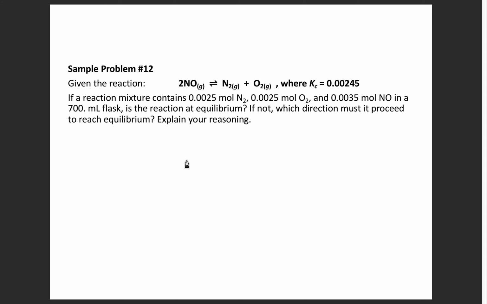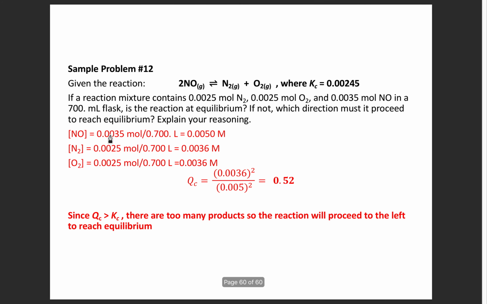All right, so number 1, we know that we're dealing with concentration values. Since we have a 700 milliliter flask, we have to convert all of these to concentration values. So we divide 0.0025 by 0.7 liters to get our concentration, and then do the same for these, divide by 0.7. That's what we did over here, so we divided everything to get our concentration values.